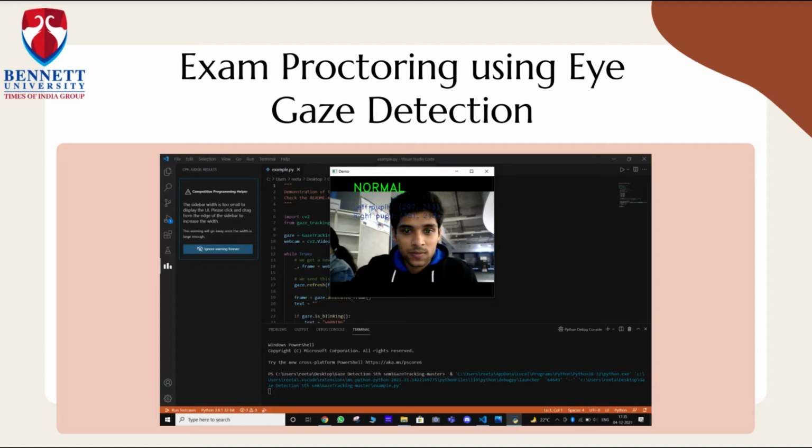And if he is frequently looking out of the screen, for example, a person is looking out of the screen 5 to 6 times in 10 seconds, this means he is surely doing some cheating or something unfair. Then a warning will be displayed. This is how exam proctoring is done using eye gaze detection.